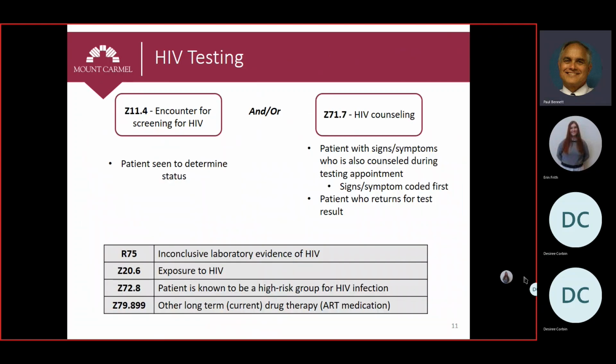Slide 11. For undiagnosed patients, testing is the first step to improve quality of life, length of life, and prevent unintentional transmission. If a patient is being seen to determine their HIV/AIDS status, use code Z11.4, Encounter for Screening for Human Immunodeficiency Virus.